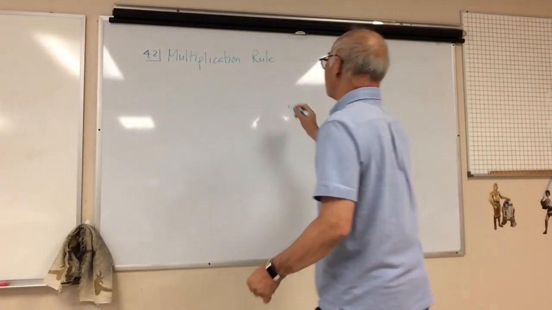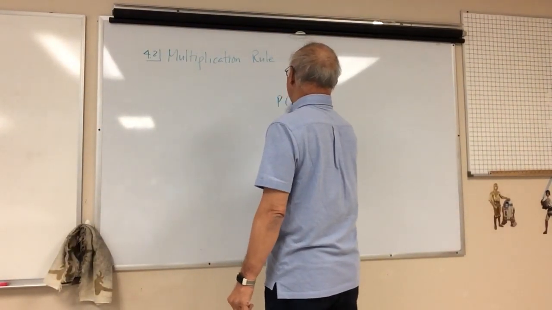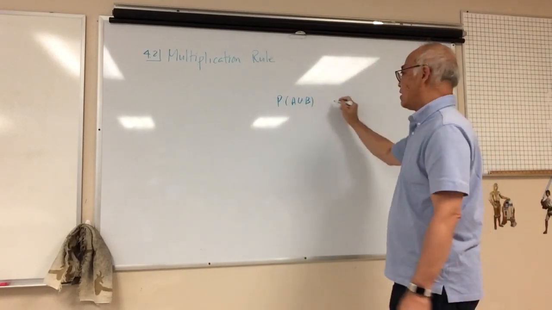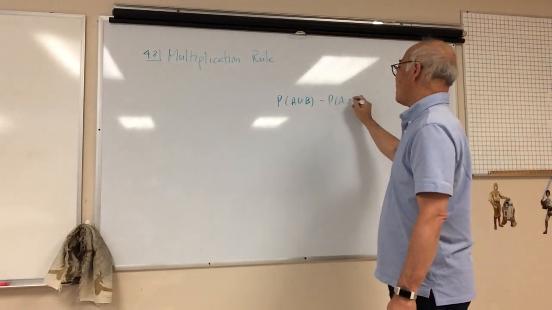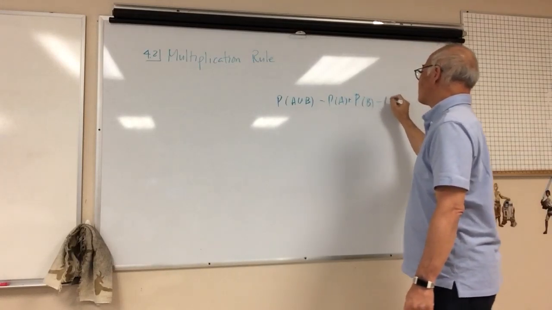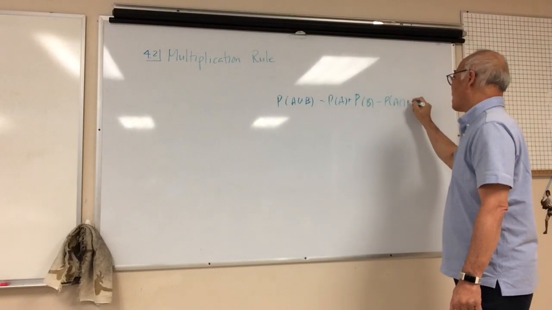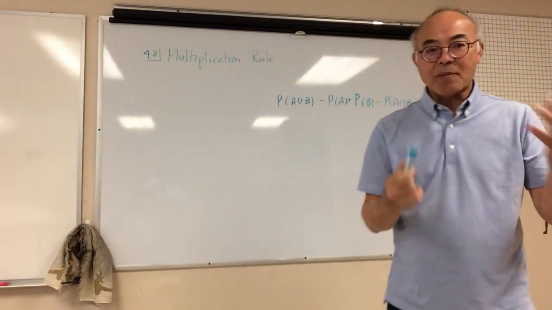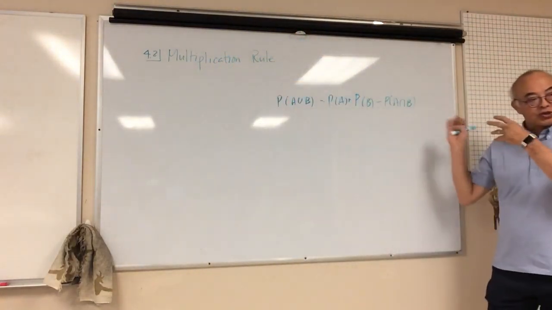Yesterday we talked about the addition rule. If we go over the addition rule, if I wanted to find P(A or B), it would be P(A) plus P(B), and then I would have to subtract out the common P(A and B), correct? And then we also talked about what happens if they are mutually exclusive, right?